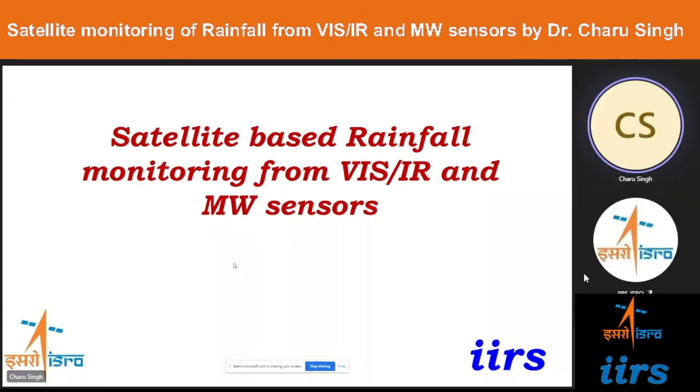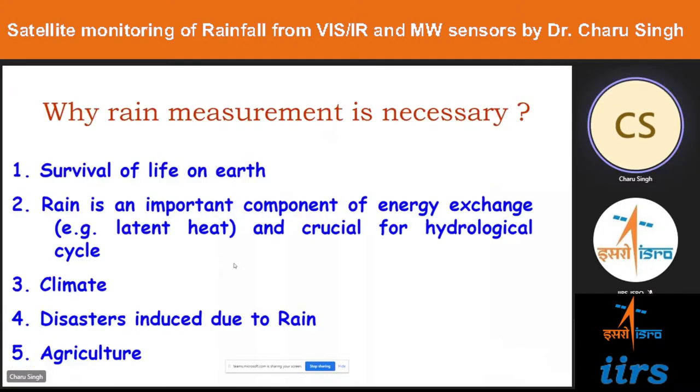In this lecture, we are going to see how we can utilize the satellite data sets for analyzing the variability of rainfall at different scales. So to start with this lecture, let us look into why at all we need to measure the rainfall, why it is required. So first of all, for the survival of life on Earth.